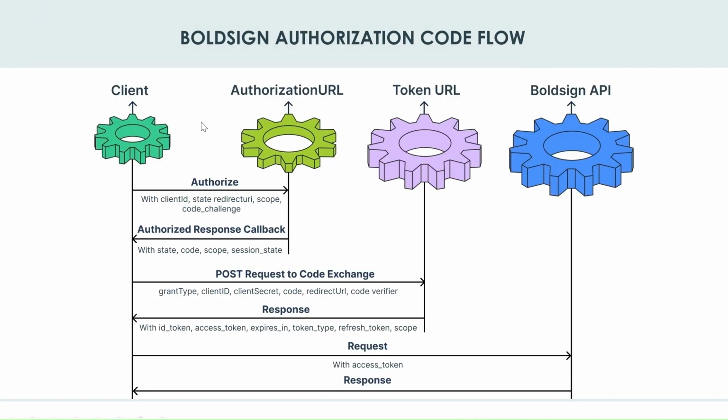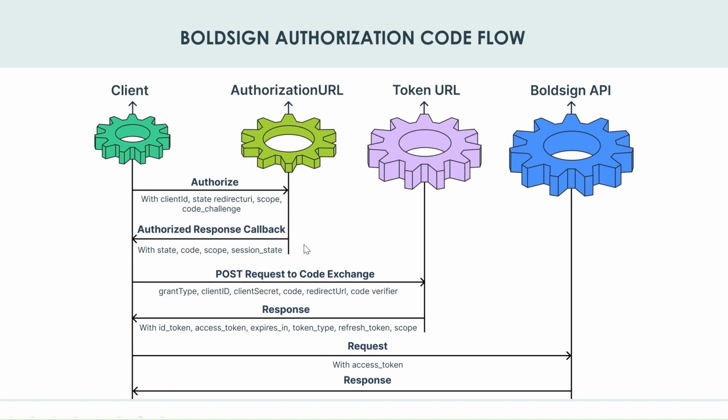Let me demonstrate how the authorization code flow works. When users log in, they're redirected to the authorization URL with parameters like client ID, state, scope, redirect URI, and code challenge. The BoldSign login page appears first where you log in. After logging in, the consent page is displayed to review and grant permissions. Then you are redirected back to the provided redirect URI with the authorization code, scope, and state.